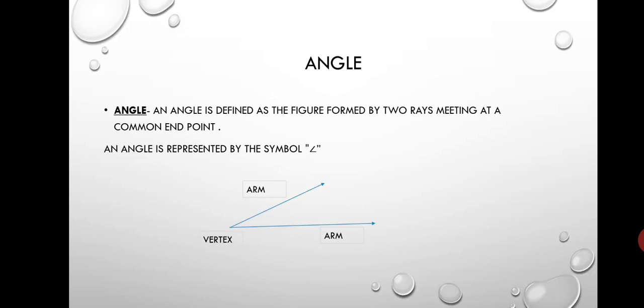What is an angle? An angle is defined as the figure formed by two rays meeting at a common end point. Okay? So the symbol of the angle is this one. So what is an angle? It is a figure which is made up of two rays which meet at a common point. That common end point is called the vertex of the angle, and the two rays are called the arms of the angle.